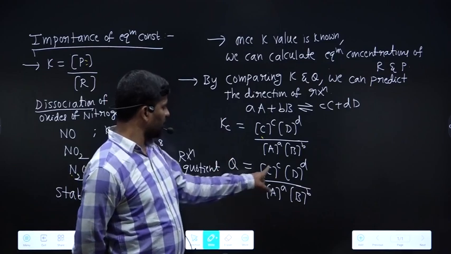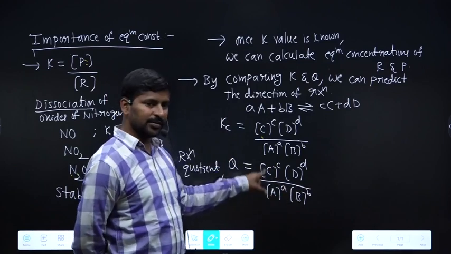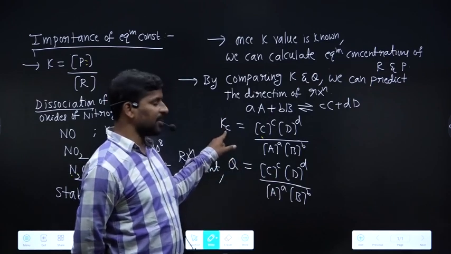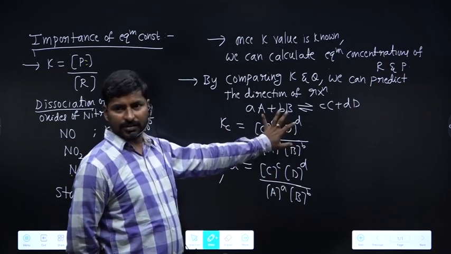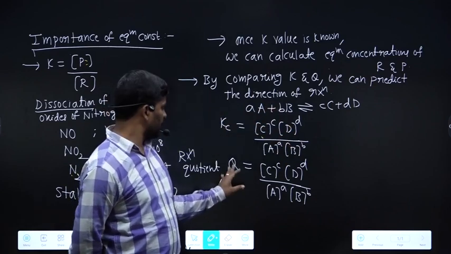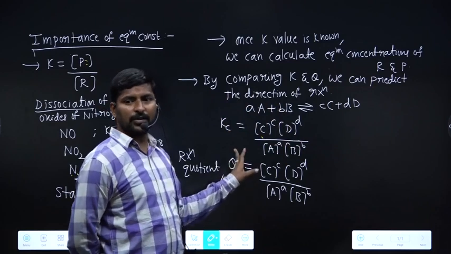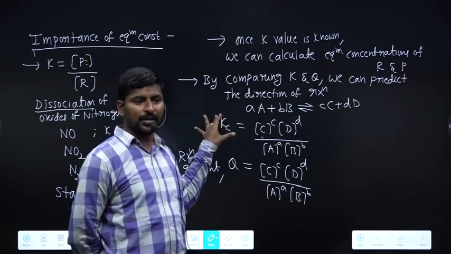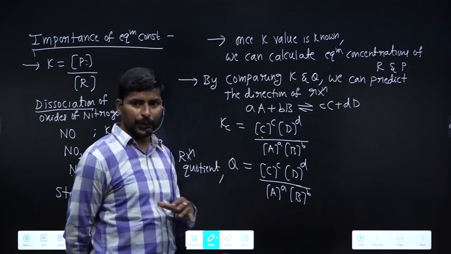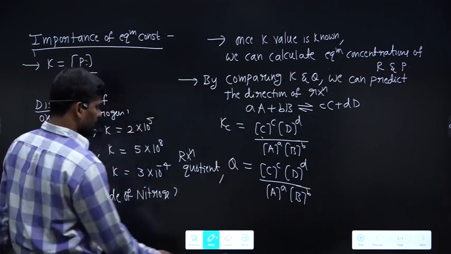During the progress of the reaction, the A, B, C, D concentrations change, so the Q value also changes. But after reaching equilibrium, the A, B, C, D concentrations don't change, so the K value is fixed. So during the reaction, the Q value changes and finally reaches the K value. Okay, so K is a special case of Q. Okay, next one.